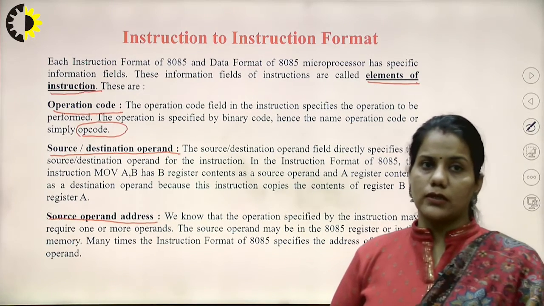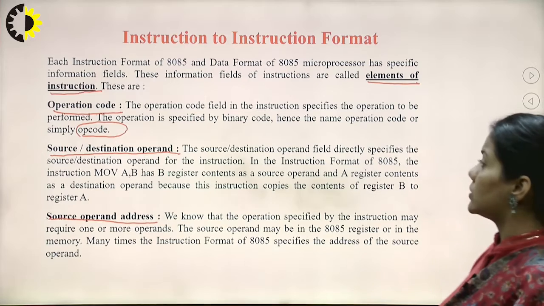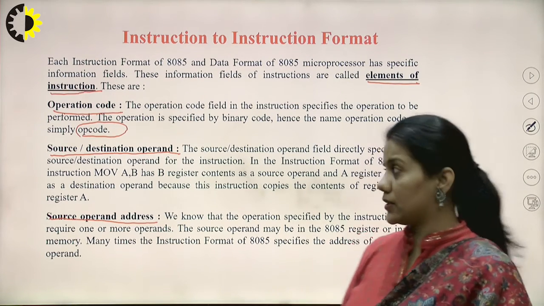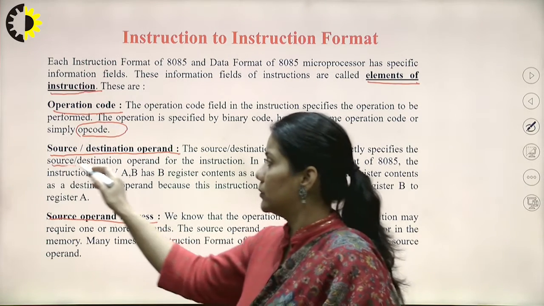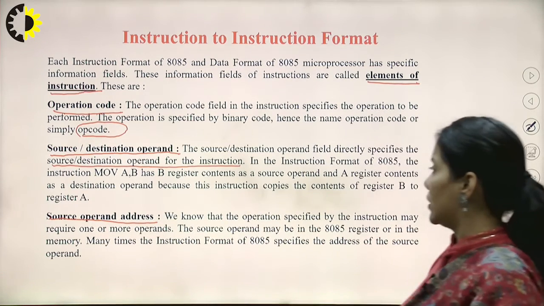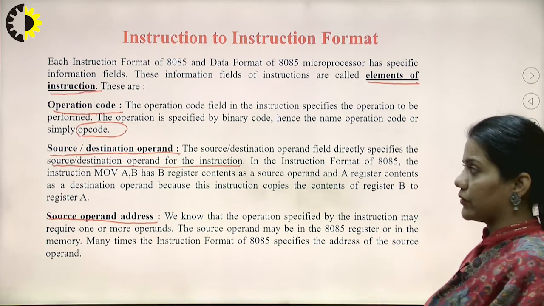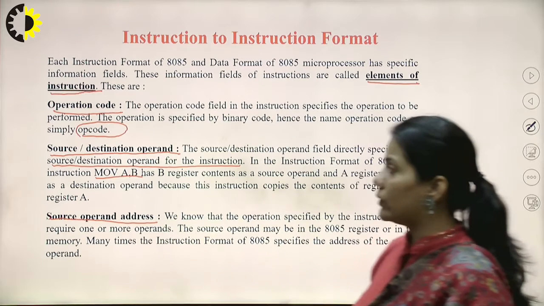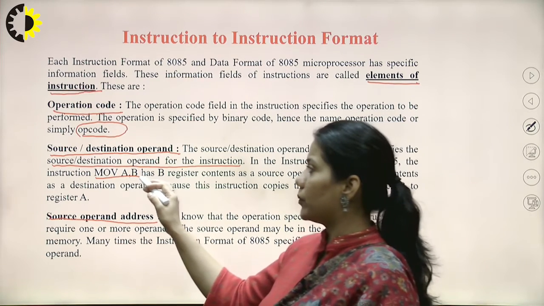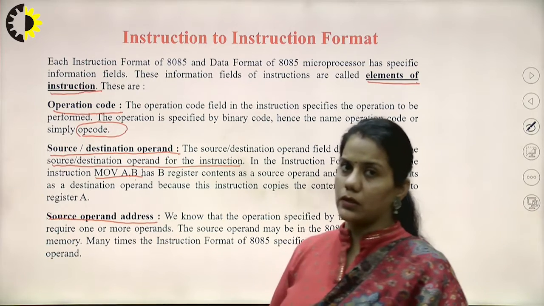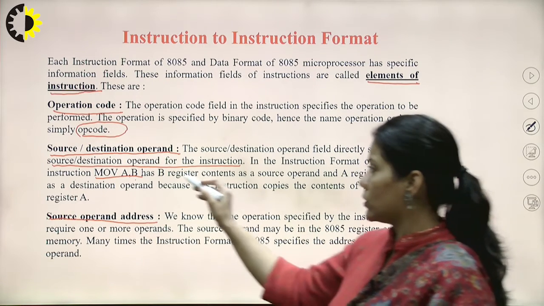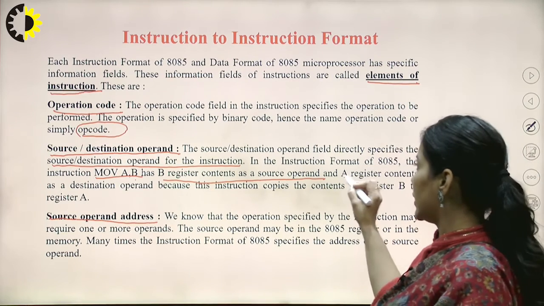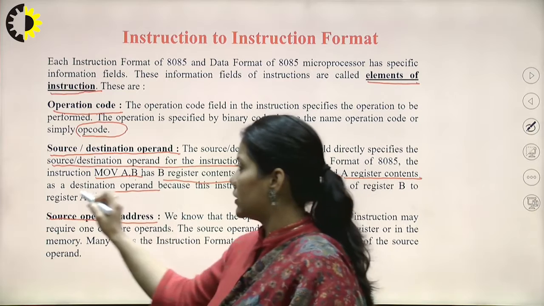Next, source and destination operand. The source and destination operand field directly specifies the source or the destination operand particular to the instruction. In the instruction format of 8085, suppose we have the instruction MOV A, B. What will this instruction do? It will copy the contents of register B to register A. So here B register contents act as the source operand and the A register contents act as the destination operand.